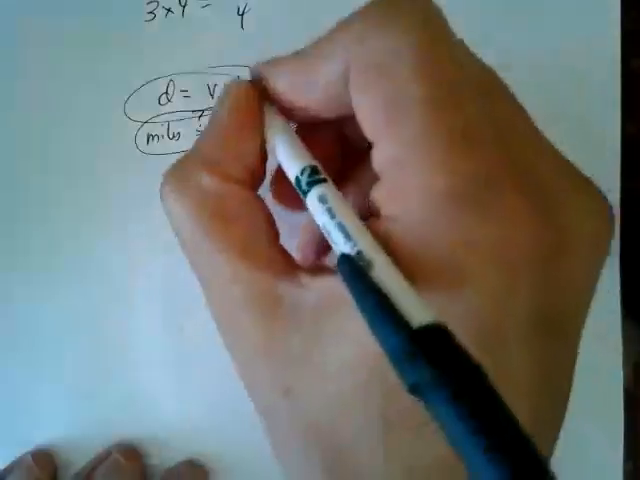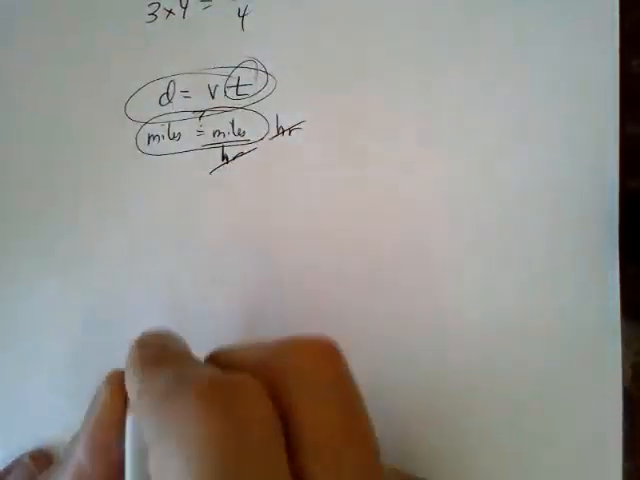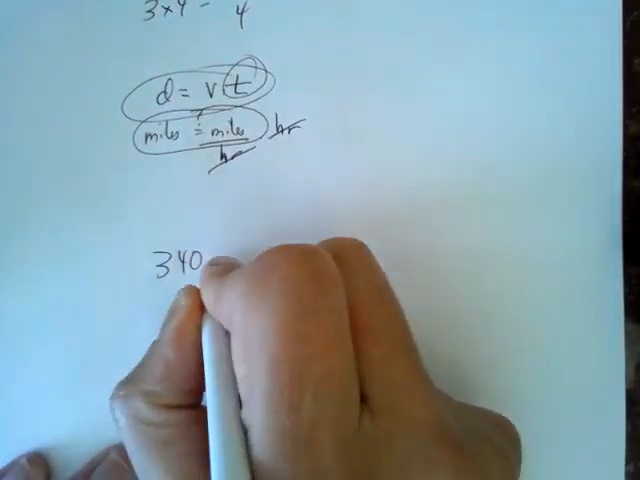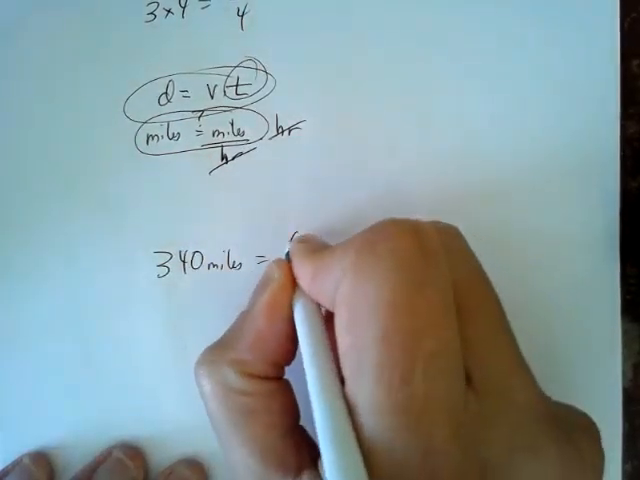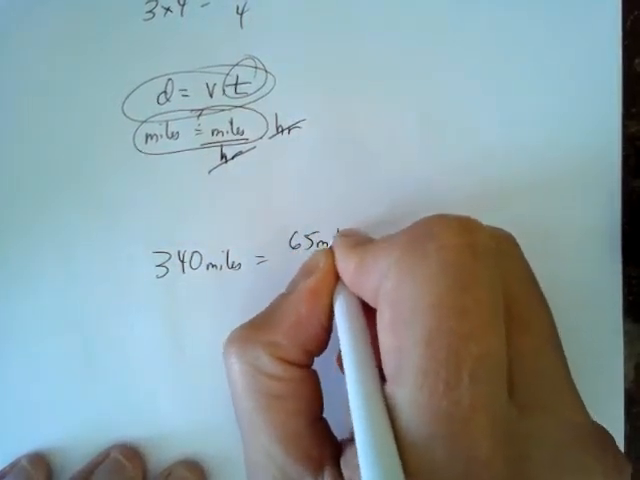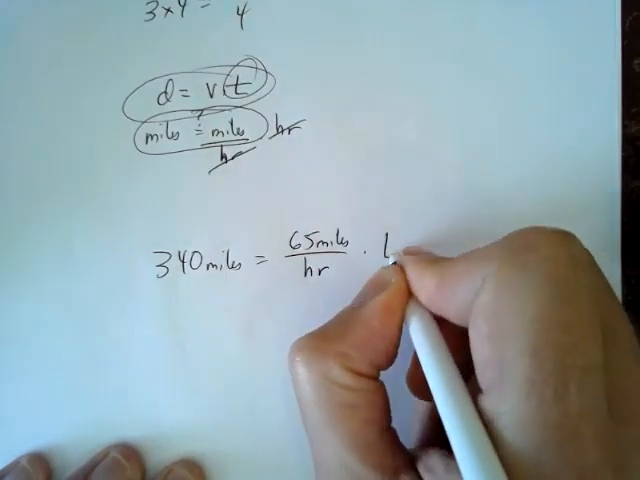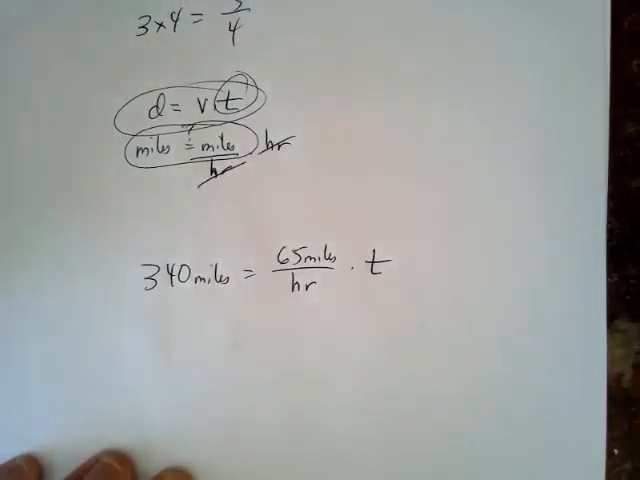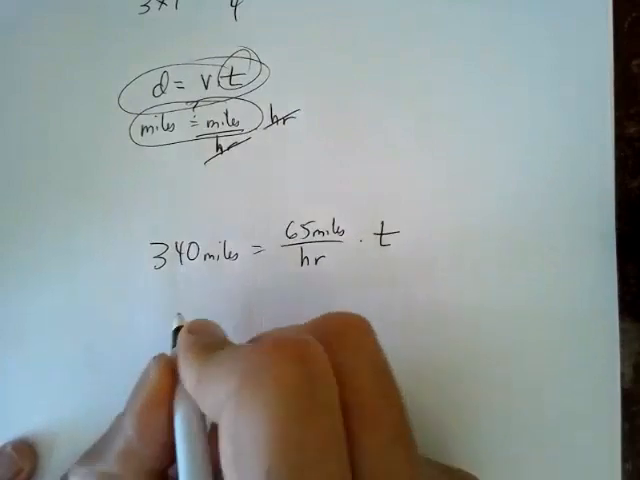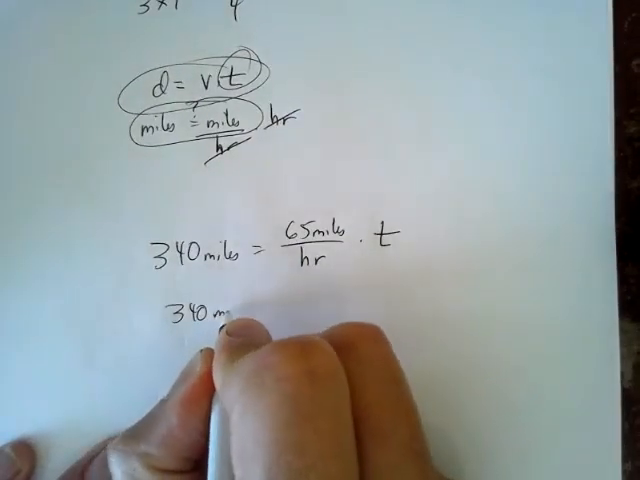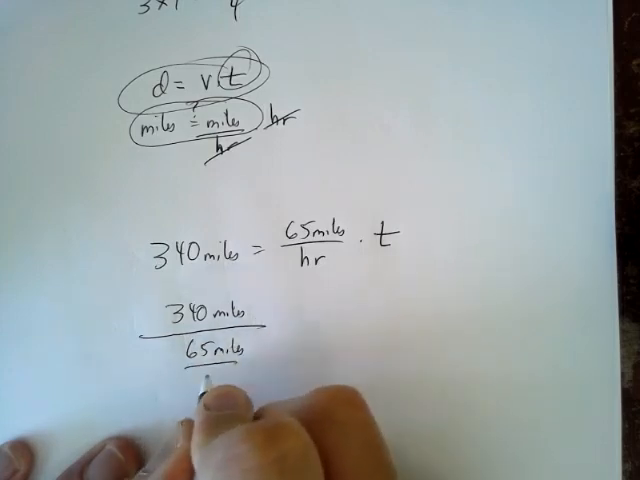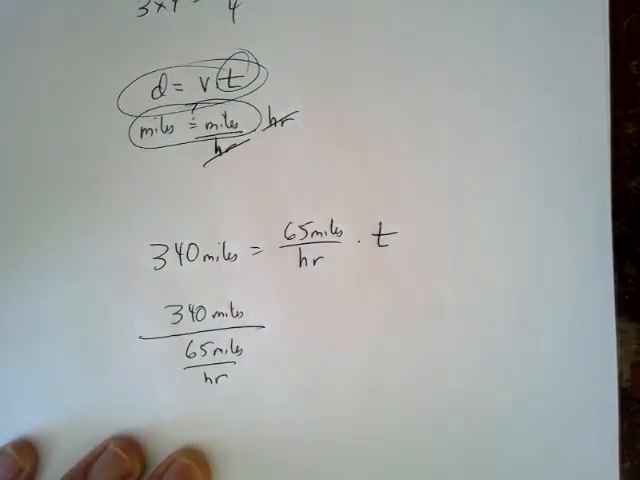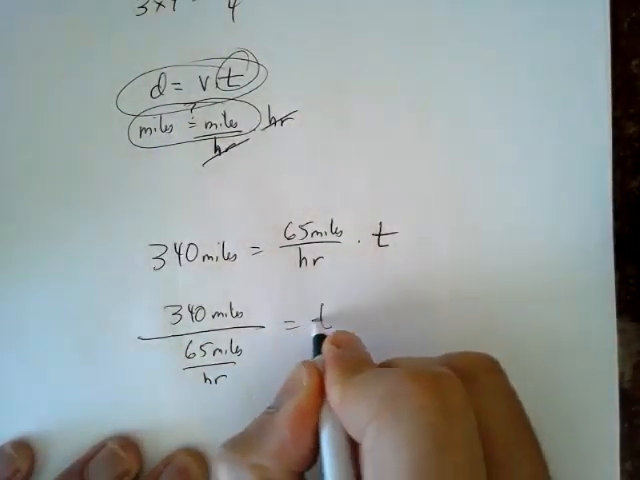So now if we wanted to solve for how long it is going to take me to get there, and we know that we have a 340-mile journey and we're going to be traveling at 65 miles per hour, how long is it going to take? Now we could solve for t. We'd take 340 miles, divide by 65 miles per hour. That's going to equal the time.